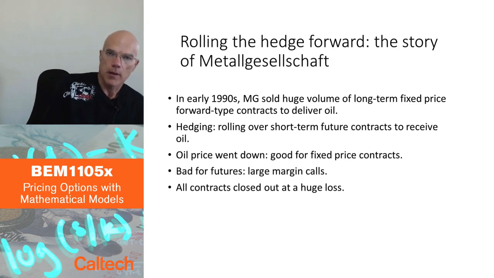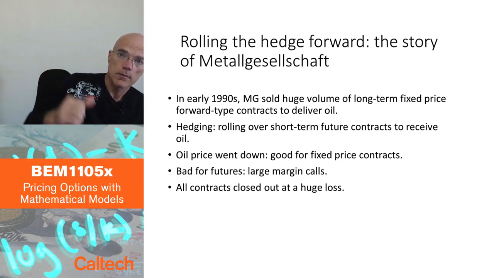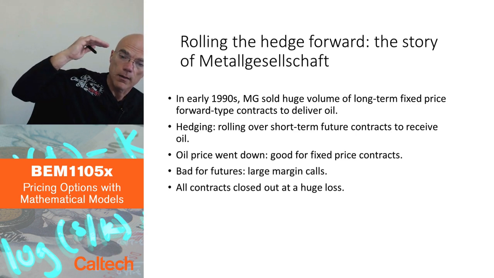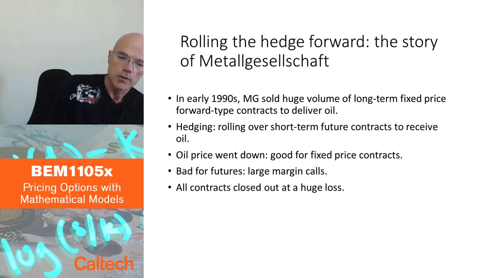So what is a natural hedge? A natural hedge is, since they have to deliver oil, they should go long into futures contract on oil. However, there are no long-term futures contract on oil. There were no, at least not for the maturities they needed. They couldn't trade. There were no maturities in the futures contract on oil on exchange that they could hedge with.